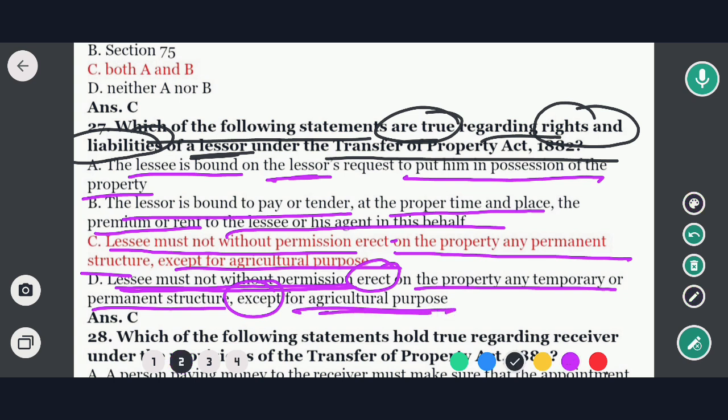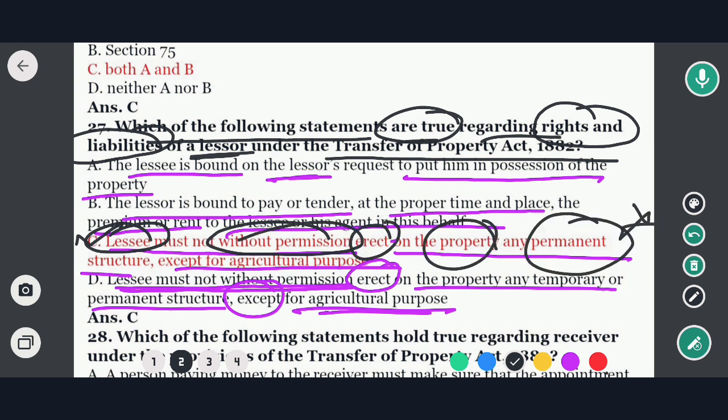So in this case, Option C would be the correct answer. That means lessee must not, without permission, erect on the property any permanent structure except for agriculture purpose. So in this case, Option C would be the correct answer.